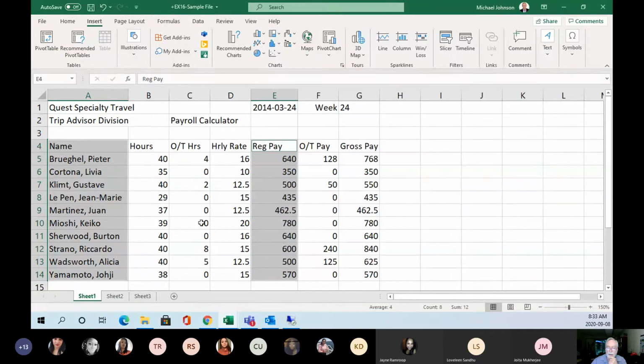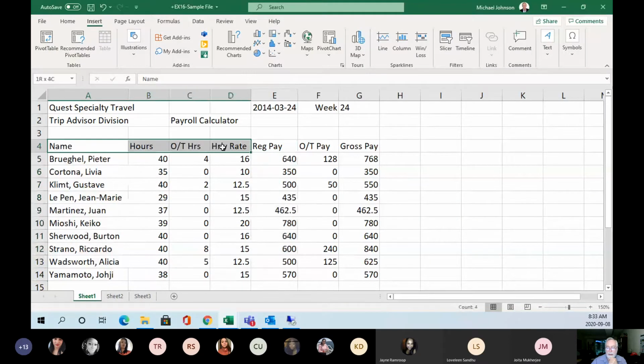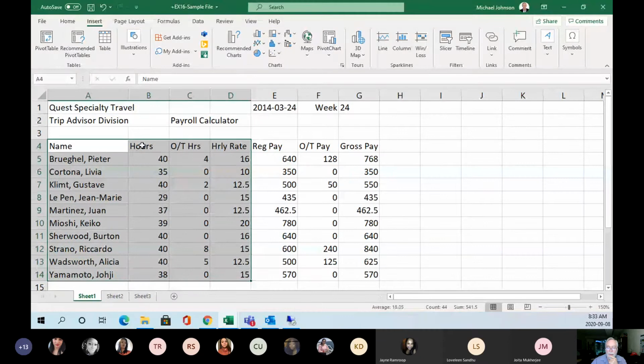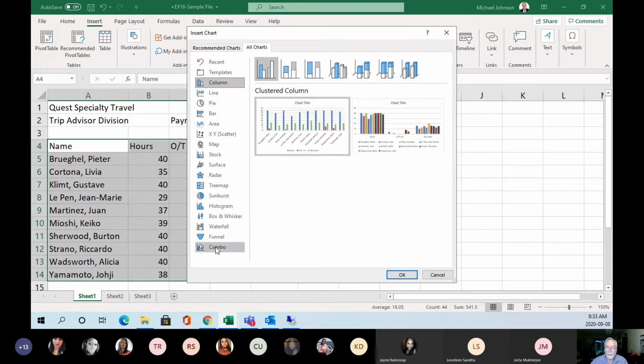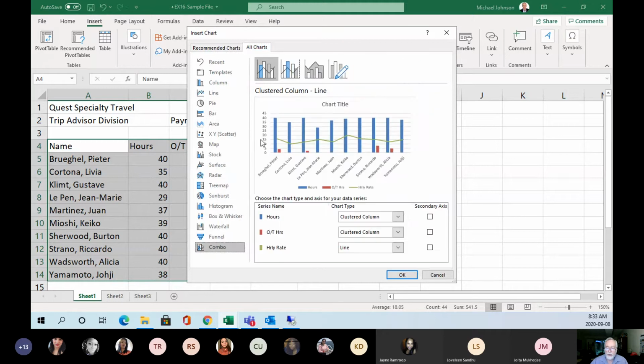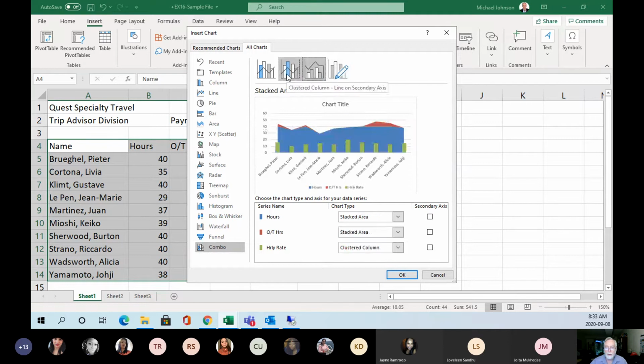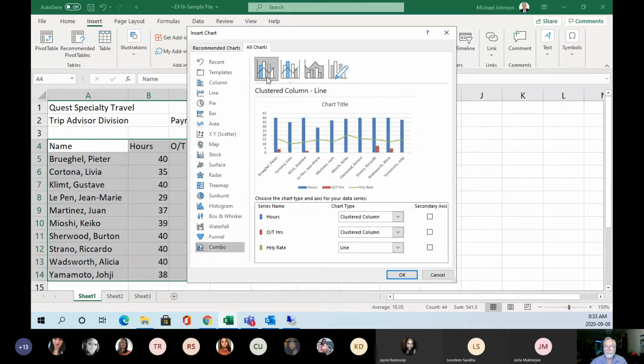So let's just go back in here, and I'm going to select. Let's just select our three here again. So hours, overtime, and hourly rate. And now I'm going to come in here and do that one more time. And I'll choose all charts. And I'll choose combination. Because combination allows me to choose several different types of chart to represent the data. And I can basically see what it would look like if I chose different types of chart to represent that information, what the differences would be.